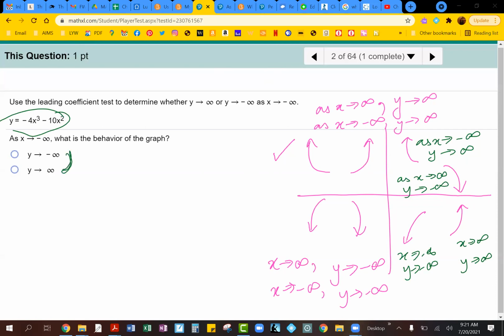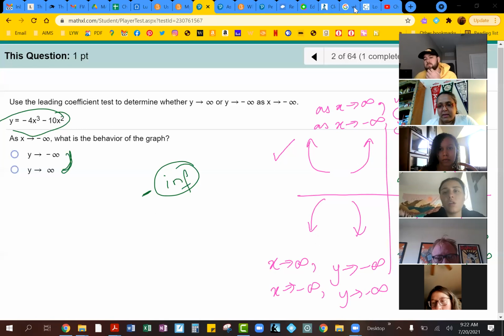So which option would you choose? Again, have your answer ready, and you can just type INF or negative INF when you put your answer in the box. So just have your answer ready, and when I ask you to, you can send me the answer. So y is going to positive or negative infinity. Okay, go ahead and send your answer.